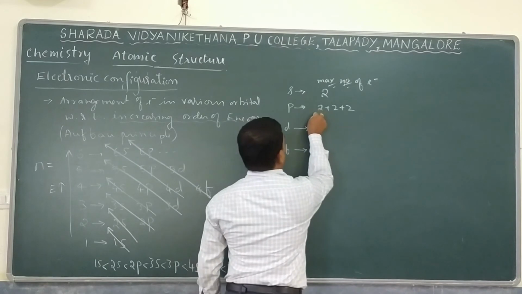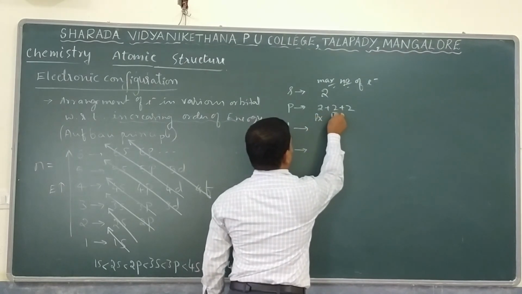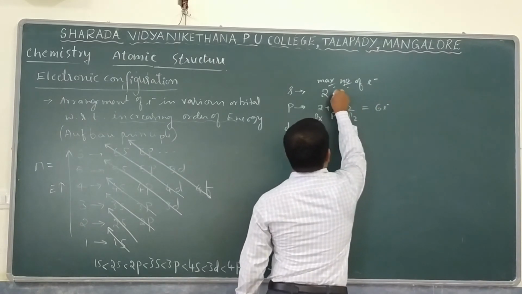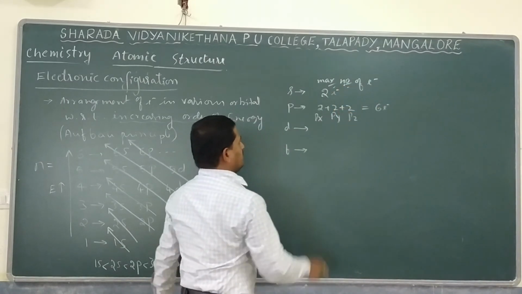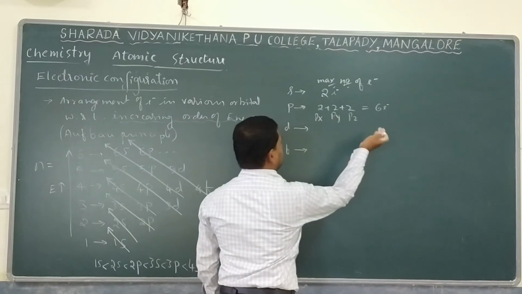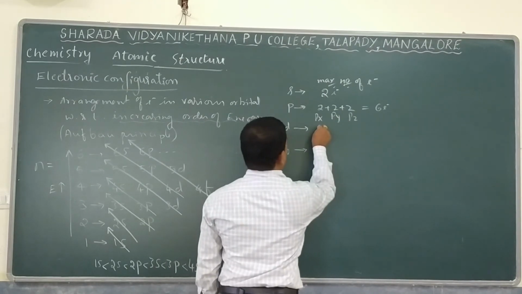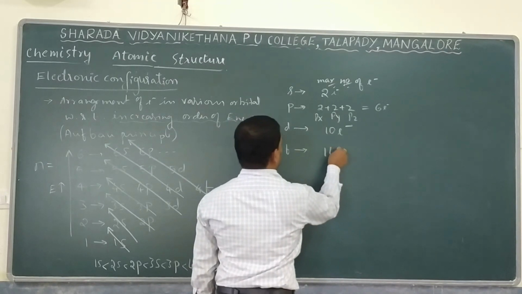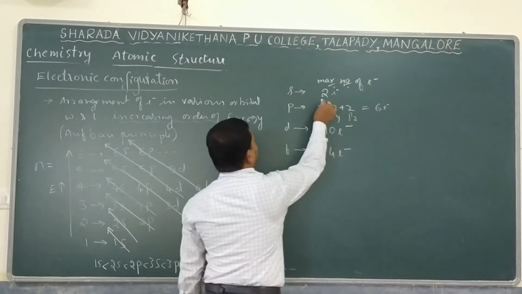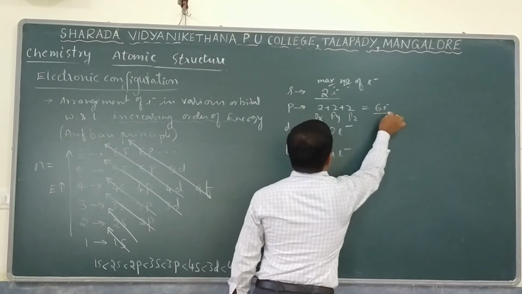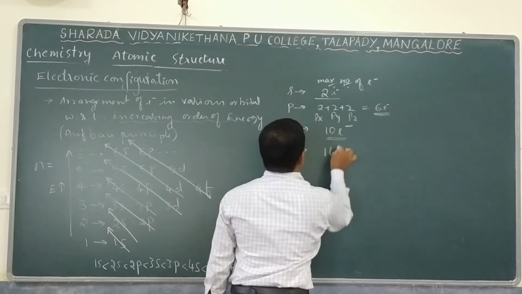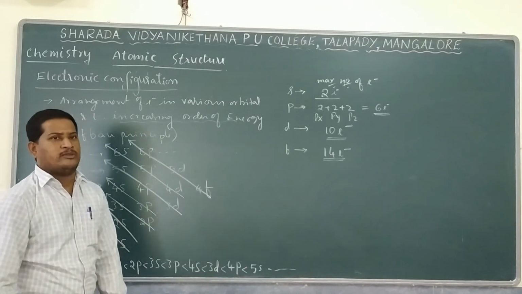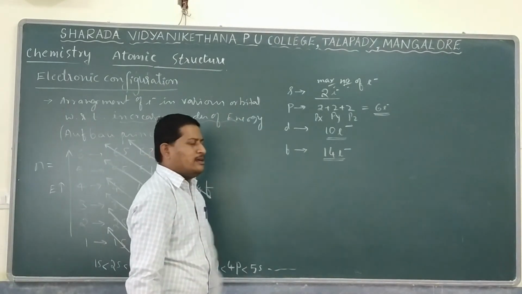So this is 2 electrons in the px orbital, this is in py, this is in pz. So totally 6 electrons can be accommodated in p orbitals. And for d orbitals, 2 plus 2 plus, totally 5 times, so 10 electrons can be accommodated, and in f orbitals, 14 electrons can be accommodated. So the maximum number of electrons is 2 in s, 6 in p, 10 in d, and 14 in the case of f orbitals. So this is the point you have to remember.